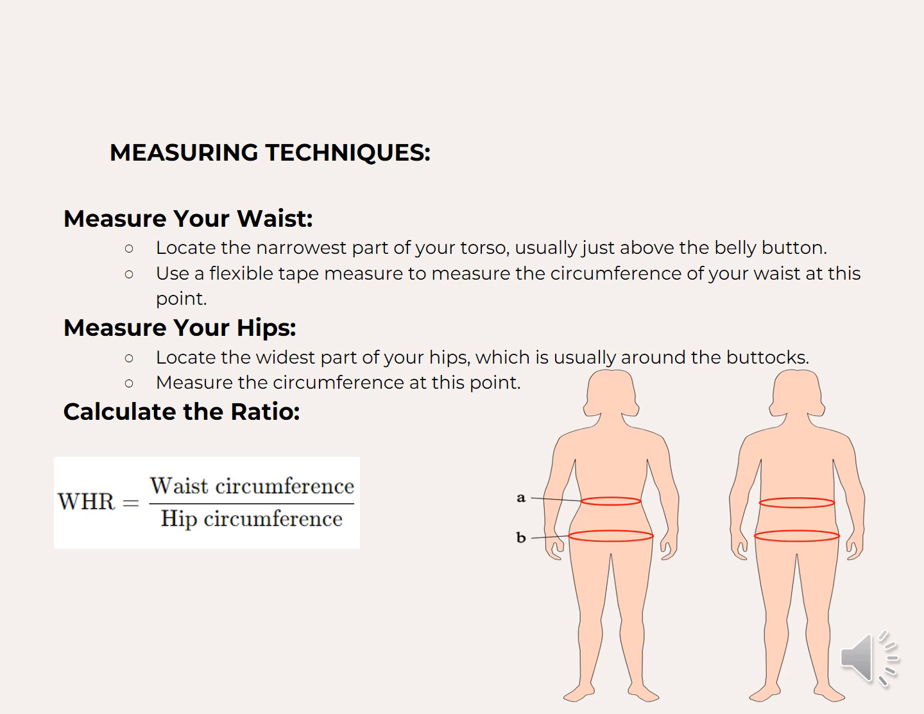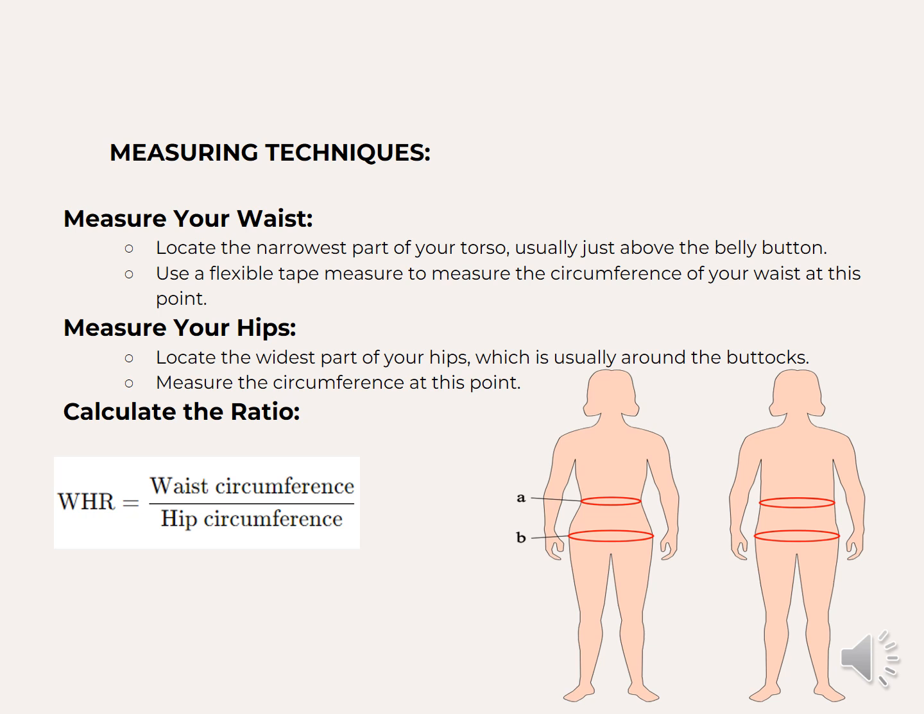Measuring techniques. To measure your waist, locate the narrowest part of your torso as shown in the figure indicated by A, just above the belly button. Use a flexible tape, generally which is used at the tailor shop, to measure the circumference of your waist at this point.